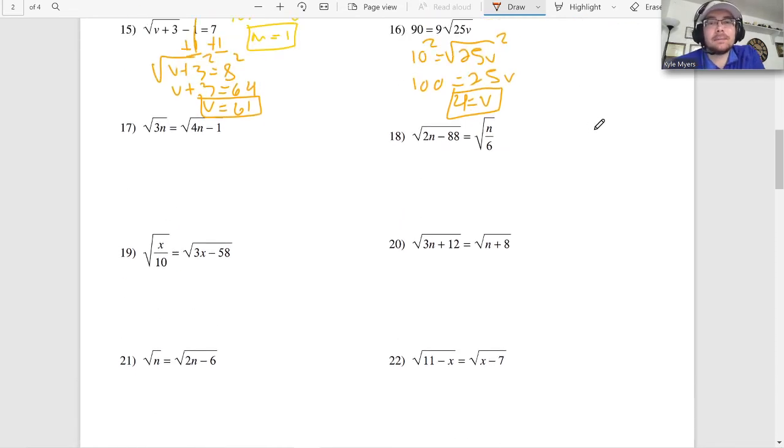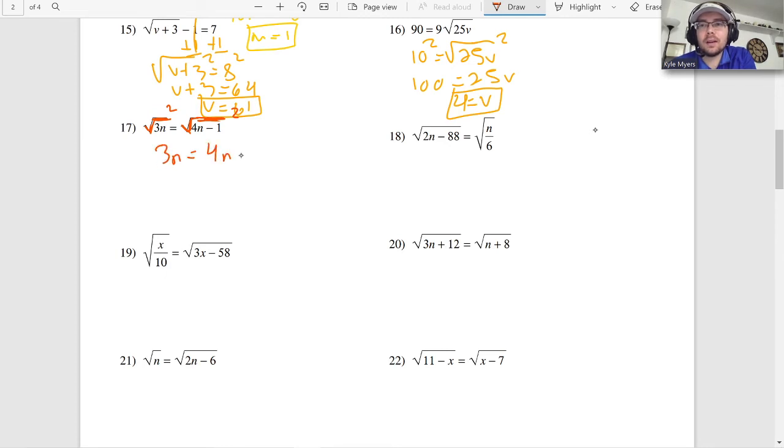Okay, number 17. Oh, the bar goes all the way across. I didn't see that the bar went all the way across. It is still going to be a little different because we have square roots on both sides. But we just square both sides. And the square goes away on both sides. So not that big of a deal.